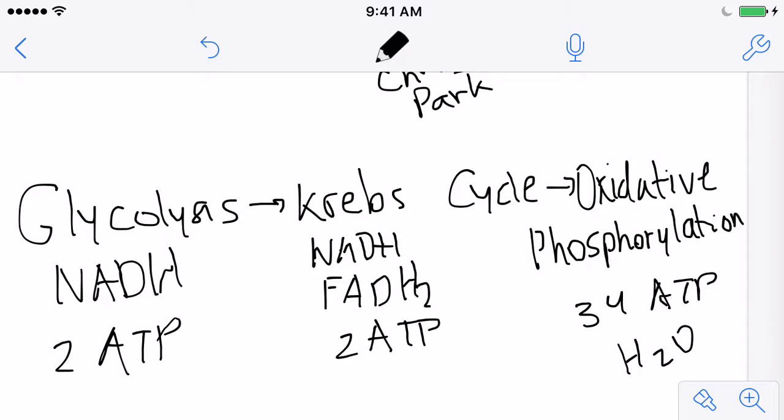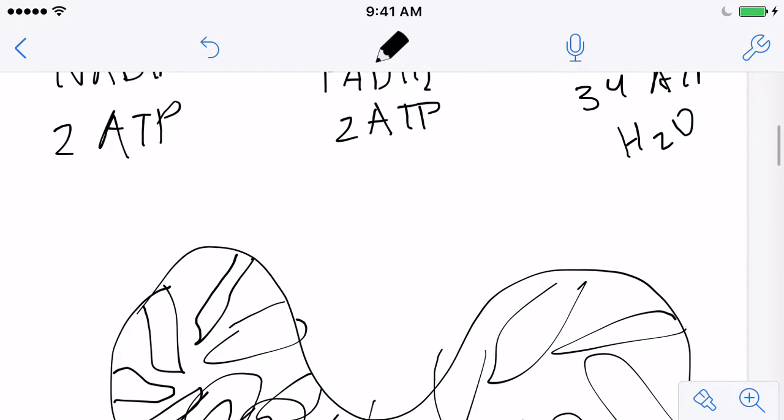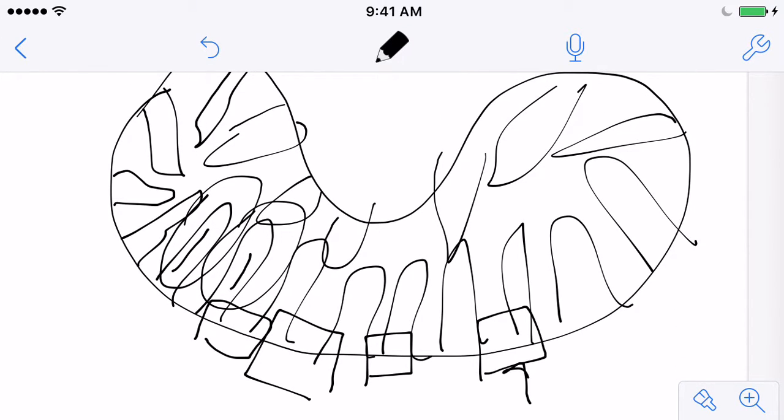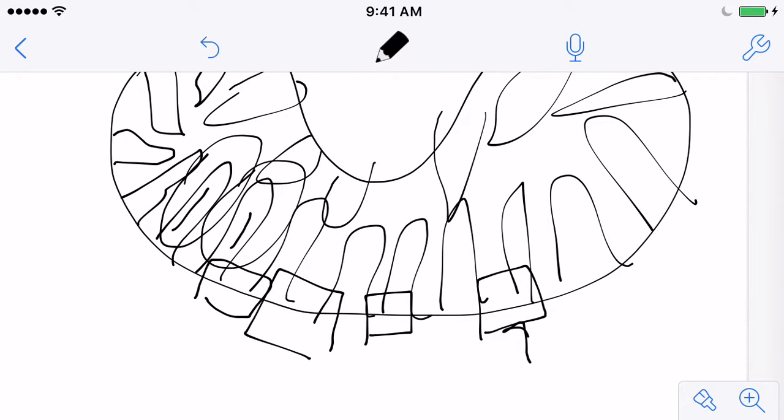Now, to get a better idea of where oxidative phosphorylation occurs, here's a drawing of the mitochondria. Although it's not a good drawing, it'll help my point. In the mitochondria, there are cristae. These cristae are folds in the mitochondria that help increase the surface area, therefore allowing more sites of oxidative phosphorylation to occur. If you look at these boxes, every single box is a site of oxidative phosphorylation.